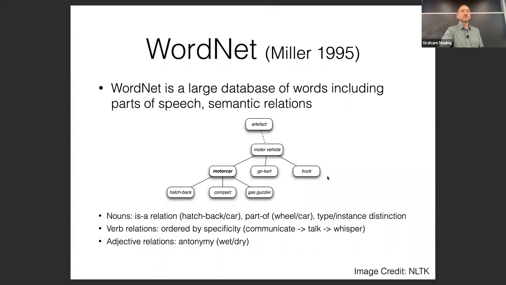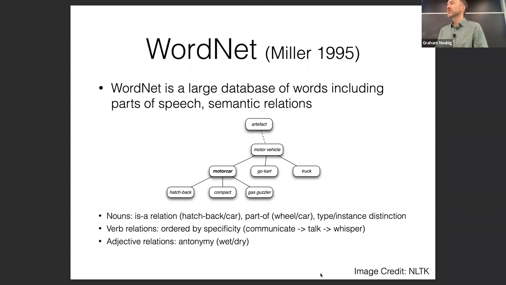Any other ideas? As a hint, can anybody think of a different way that we would be able to capture these sorts of relations? Learn it with a deep neural net, or learn it with a word embedding, actually.